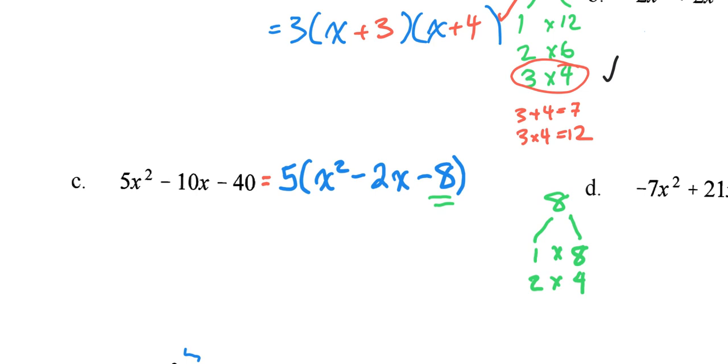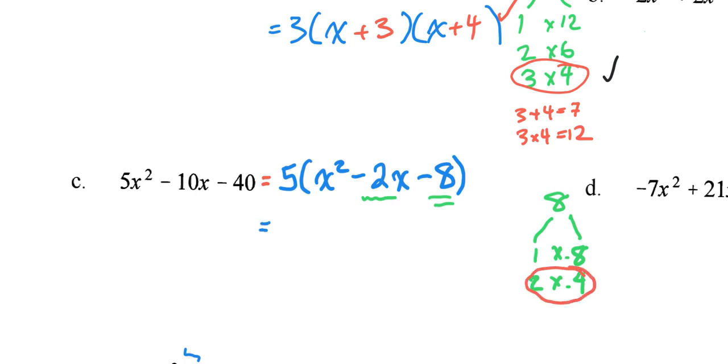Now, here's the big trick. You see this minus 2x that we have here, right? Because it's minus 2, we know that the bigger number of these two has to be negative. So minus 8 and minus 4 I'm putting in here. So I'm going to check. Is minus 4 plus 2 going to give me this middle number, negative 2? And yes, it does. So I will select that as my possible solution.